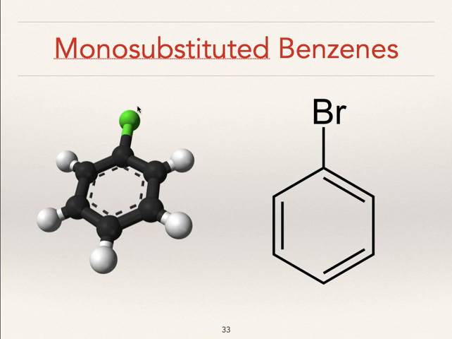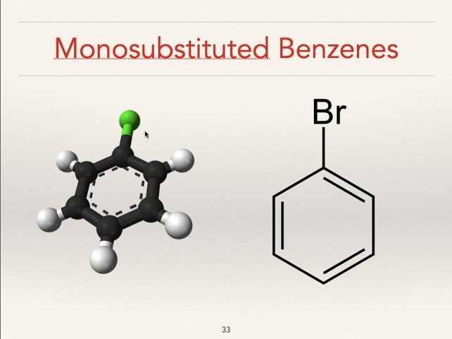And so what we do in this case is we take off a hydrogen atom and we put a different atom in place of it. So in this case, the green represents chlorine. So we've taken out one hydrogen and we've put in one chlorine. We've mono-substituted this benzene, right?